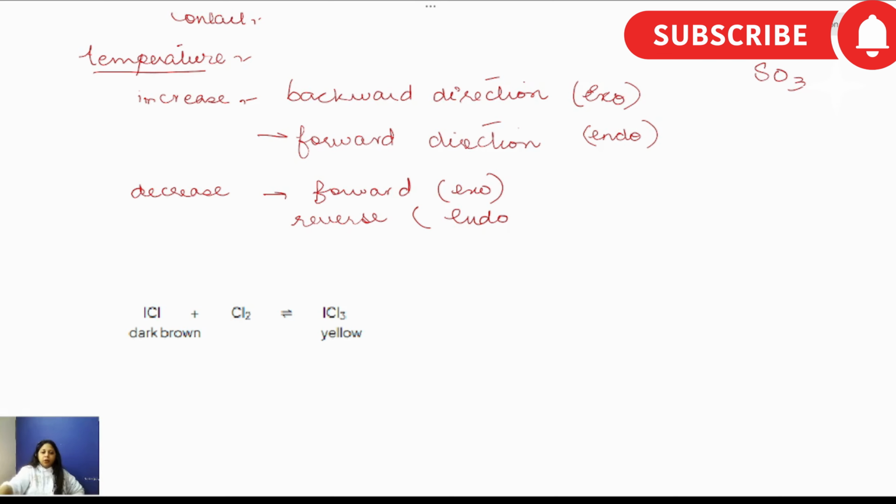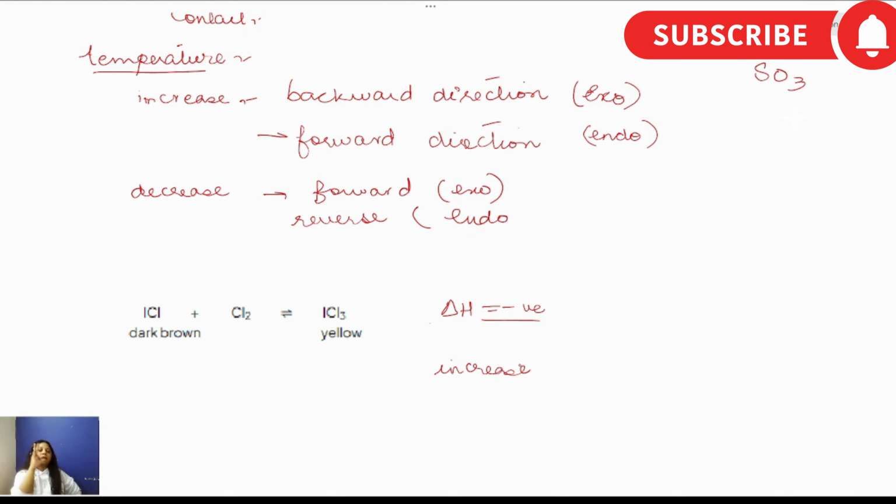If we heat up, let me tell you, delta H is negative, let's say. It means it is an exothermic reaction. If we increase the temperature, what will happen? In the backward direction? Okay, correct. Clear?